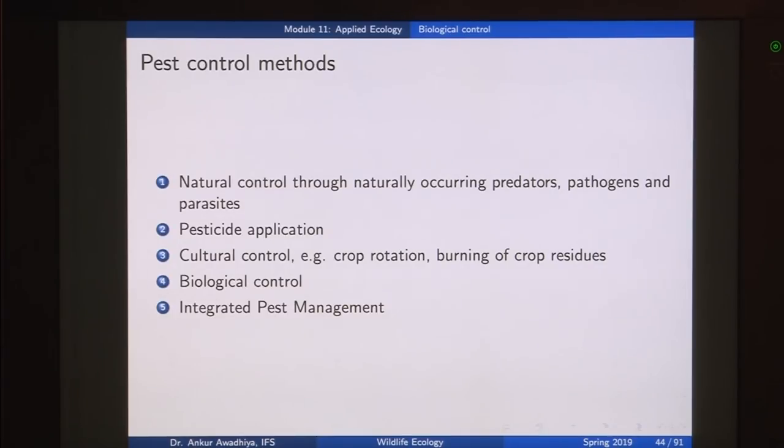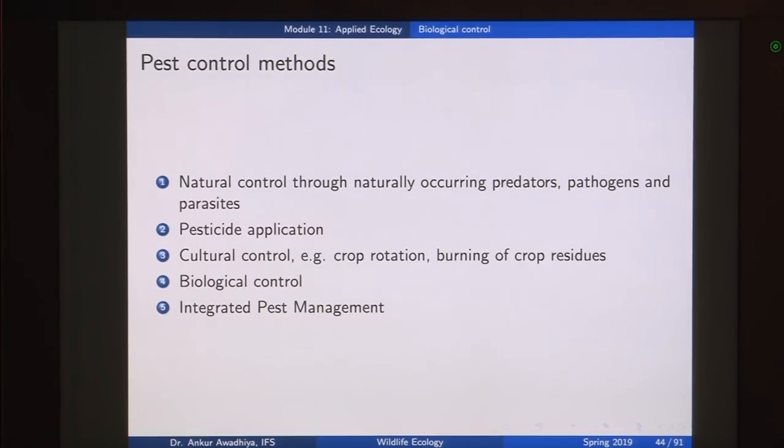The second one is pesticide application. And we have seen pesticide application in one of the earlier lectures, and pesticide application is also very much responsible for a lot of environmental damages. So, we will come to it in a short while.